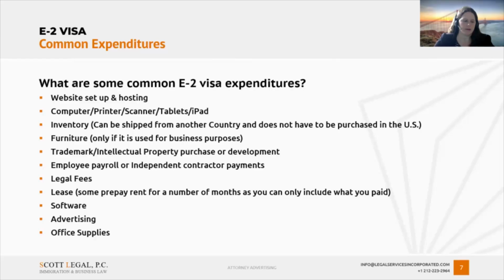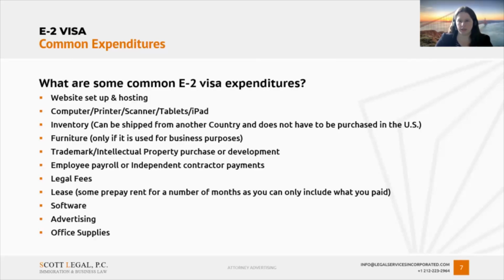What you want to think about is what is really necessary for your type of business to show that you've invested everything to get it to the point that it could start to operate. So, what we've listed here are some common things that most businesses will need. Things like a website setup and hosting, computers, printers, scanners, iPads, inventory. Some companies may need inventory, furniture if it's used for business purposes.